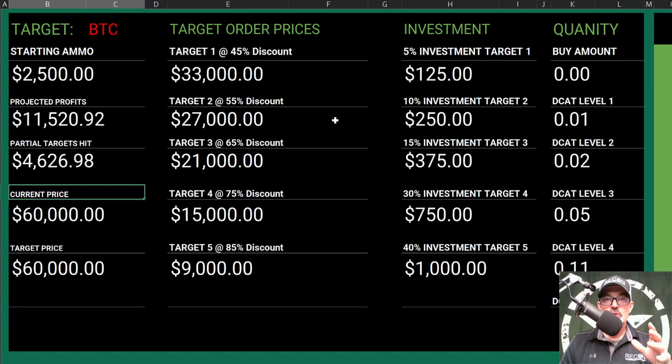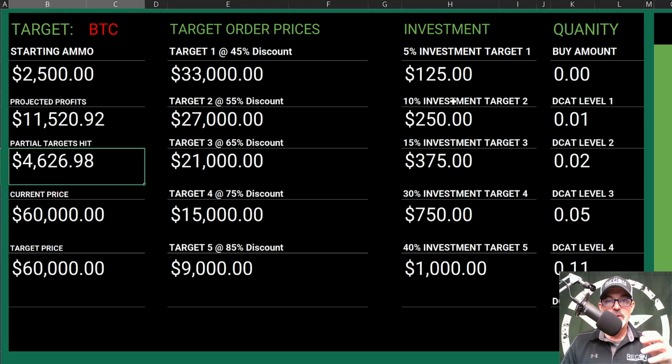Now, if we jump back over here to the spreadsheet, based on the starting ammo of $2,500, if we look at the projected profit, if, for example, all 5 of these targets are hit from 33,000 down to 9,000, my projected profit, if I then sold all that Bitcoin at 60,000, on this $2,500 investment would be $11,520. Now, for the example we just set up, if only partial targets are hit, and in this case they'd be the $27,000, the $21,000, and the $15,000 targets, then my profit would be $4,600.